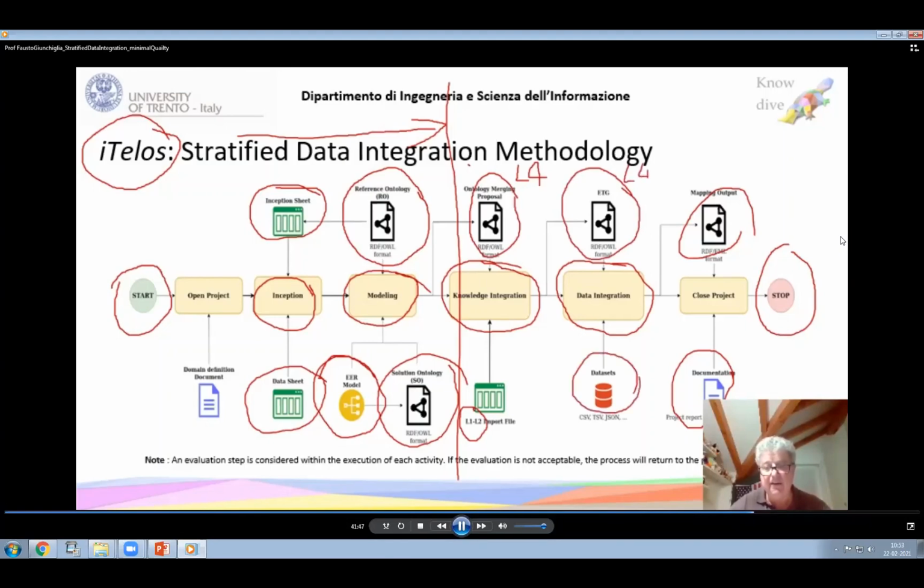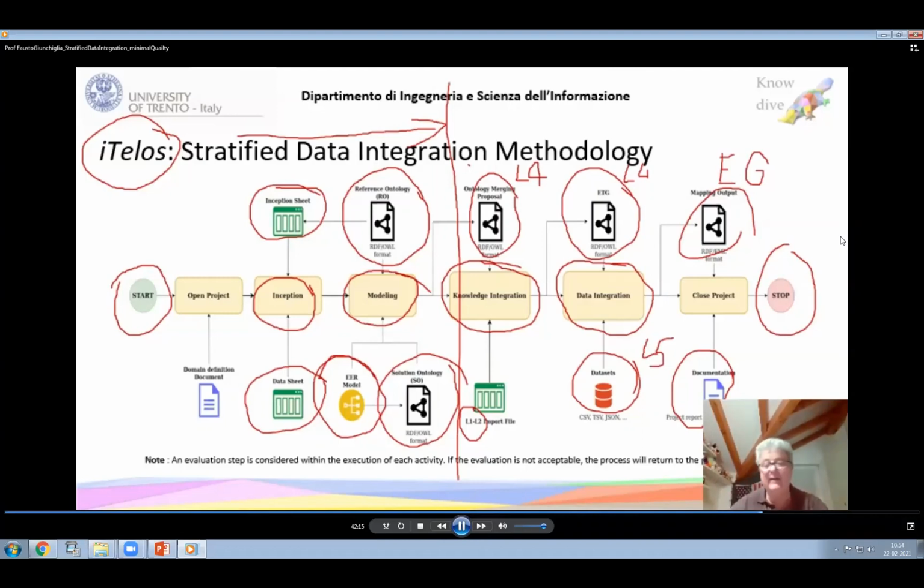Here we put all the data sets, and out of this we do the L5 data integration, as we said, which then becomes the knowledge graph, the entity graph, as we call it. We call it entity graph and knowledge graph, more or less interchangeably. So this is the methodology that we use.